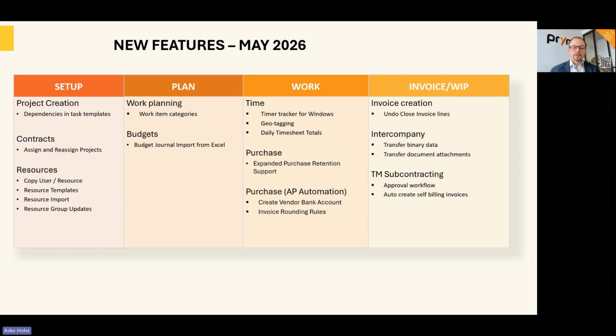That could be human resources or machine resources. What is new is we've added the feature to copy existing resources or copy existing users and their associated resource. We've added resource templates. So if you're creating new resources from scratch, you can have a resource template. You can also save a resource as a template. You can import resources. And lastly, there are some group updates I'll look at the end.